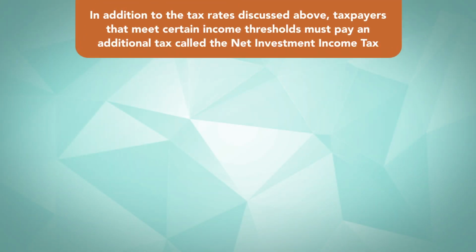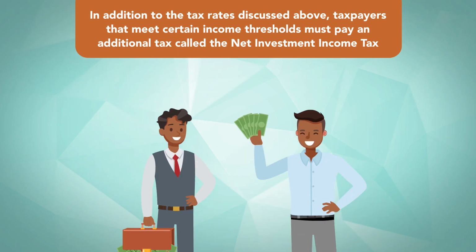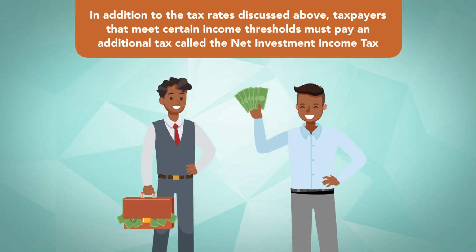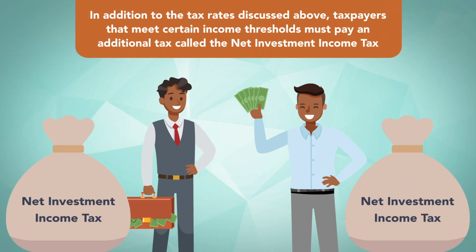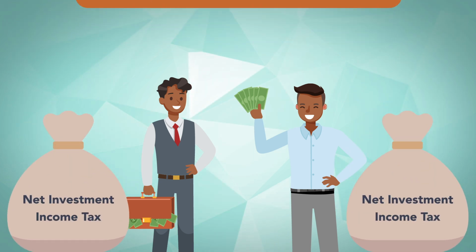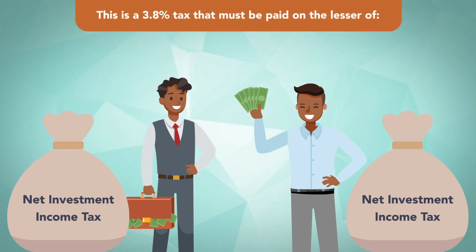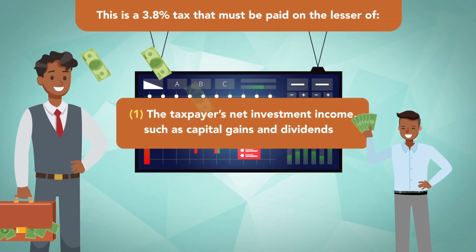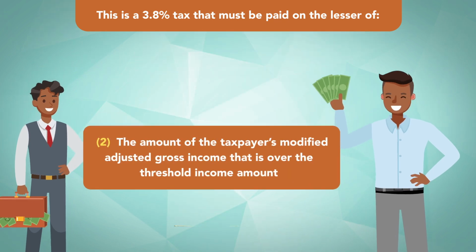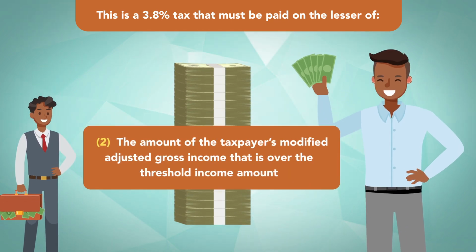In addition to the tax rates discussed above, taxpayers that meet certain income thresholds must pay an additional tax called the net investment income tax. This is a 3.8% tax that must be paid on the lesser of 1. The taxpayer's net investment income, such as capital gains and dividends, or 2. The amount of the taxpayer's modified adjusted gross income that is over the threshold income amount.